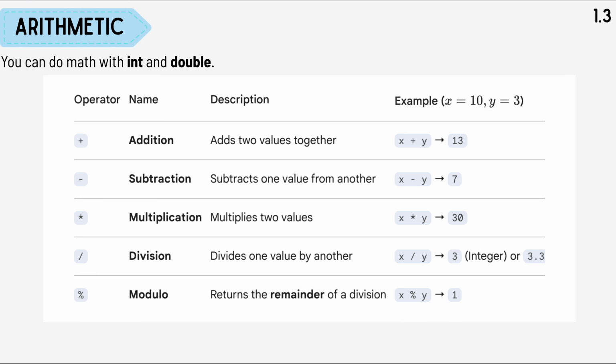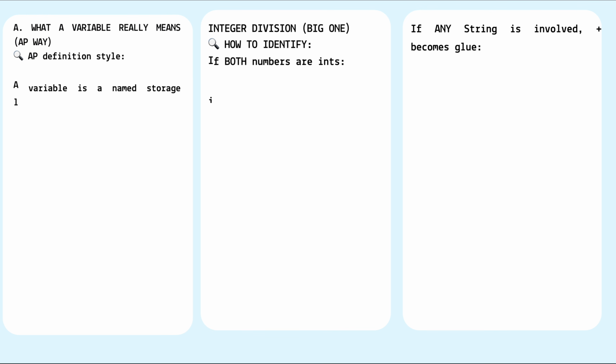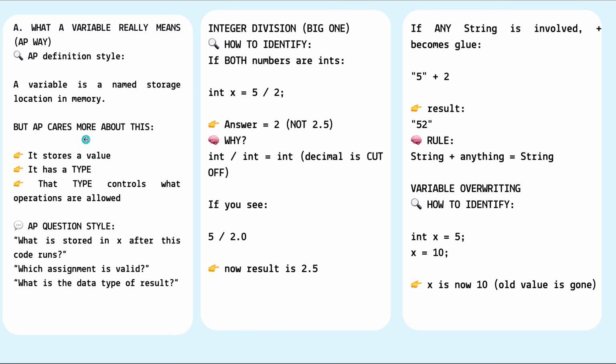And then you can do arithmetic with ints and doubles because they're numbers. The main ones are addition, subtraction, multiplication, division, and modulo. Modulo gives a remainder, so if I do 11 modulo 5, I should get 1, because 5 goes in twice, and then the remainder is 1. Here is a small cheat sheet.